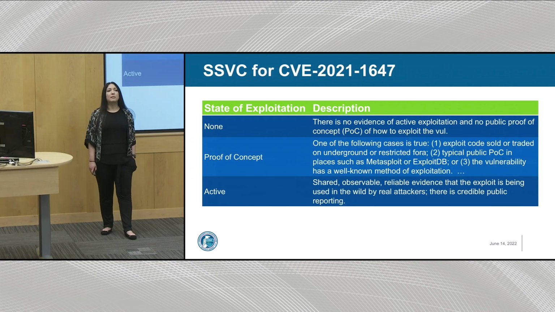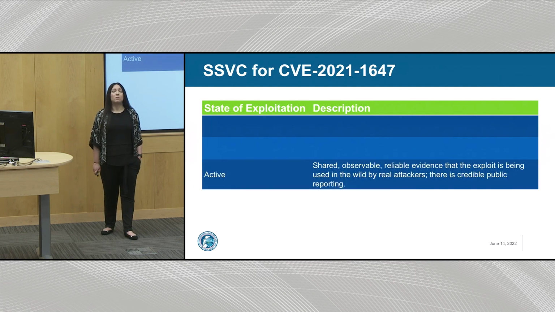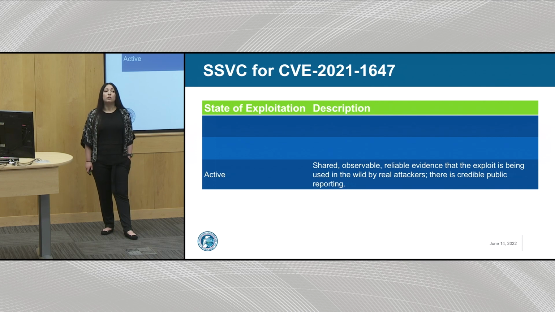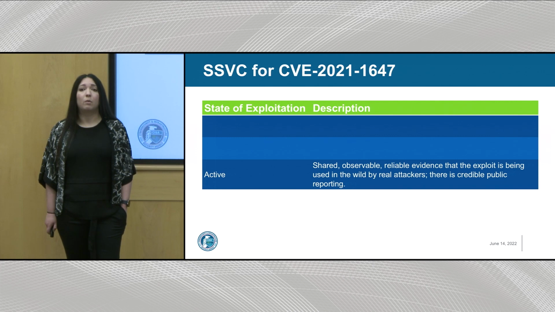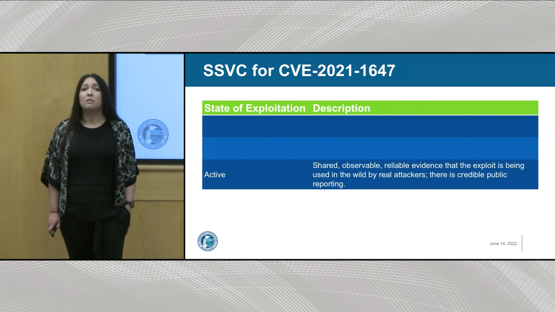The first decision point, state of exploitation. Is there none, a public proof of concept, or is there active exploitation? As stated in the slide, the vendor did state that they were aware of active exploitation of the vulnerability. Shared, observable, reliable evidence that the exploit is being used in the wild by real attackers. There's credible public reporting. Typically, we would consider reports directly from the vendor as credible reporting, so in this case, we would state it is active.